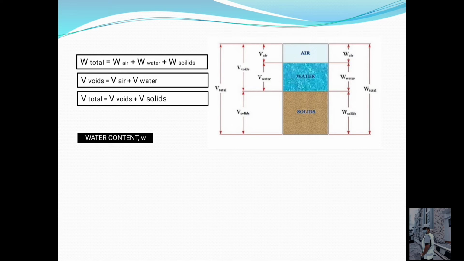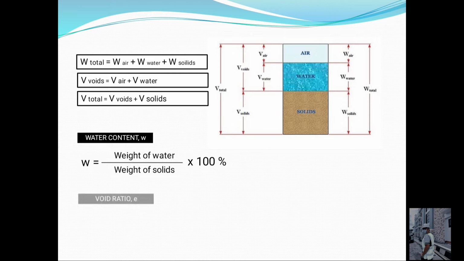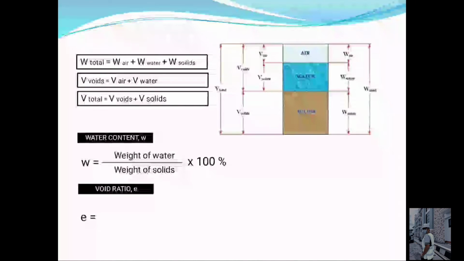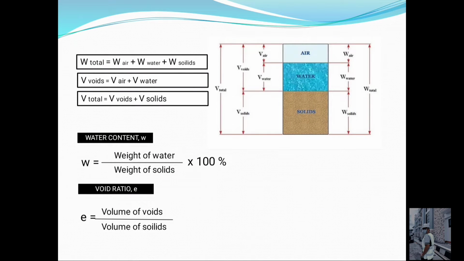In that illustration, we can get the formula of the water content. Water content is the small letter w. Small letter w is equal to the weight of the water all over the weight of the solids, and getting the percentage by multiplying by 100%. Next is the void ratio or the e. e is equal to the volume of the voids all over the volume of the solids, and we can also get the percentage by multiplying by 100.